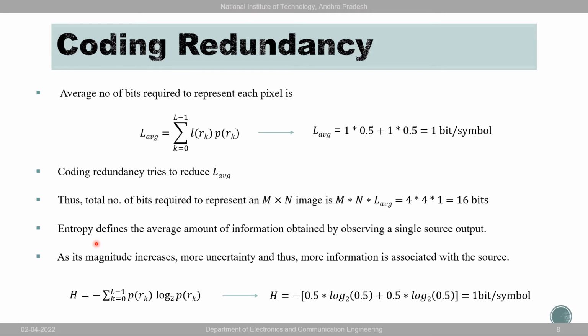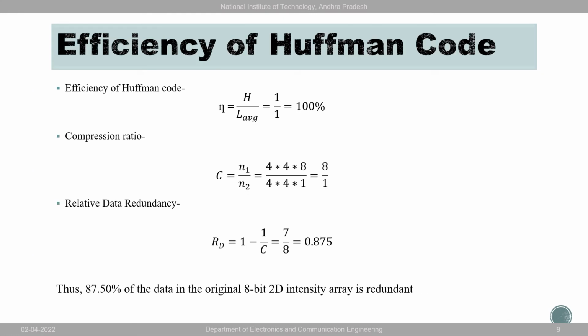Next, we try to define entropy. So, entropy is the average amount of information obtained by observing a single source output. As its magnitude increases, more uncertainty and thus more information is associated with the source. The formula to find out entropy is given as minus of summation of k equal to 0 to L minus 1 of P into log of P. So the entropy in our case comes out to be 1 bit per symbol. Now we try to find the efficiency of Huffman code to see how effective our code is. Efficiency of Huffman code is given by the formula entropy divided by the average length of the code. Since both are equal to 1, it comes out to be 100%.